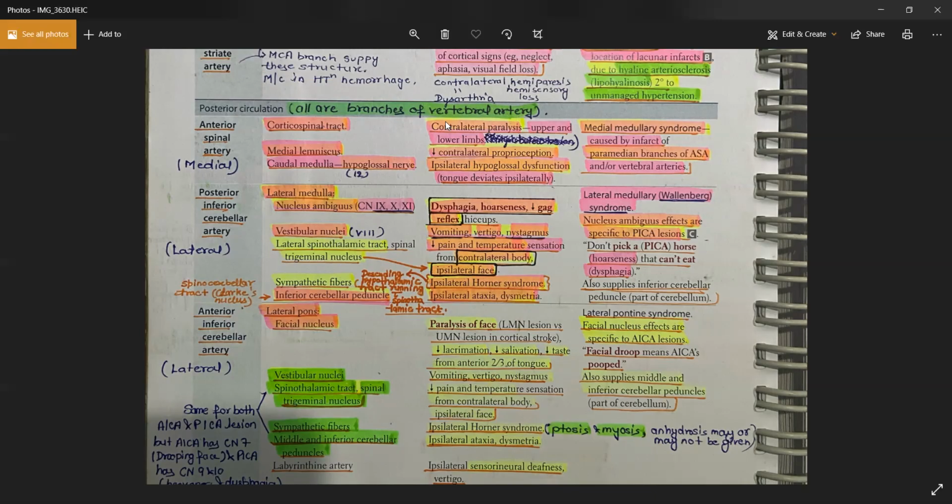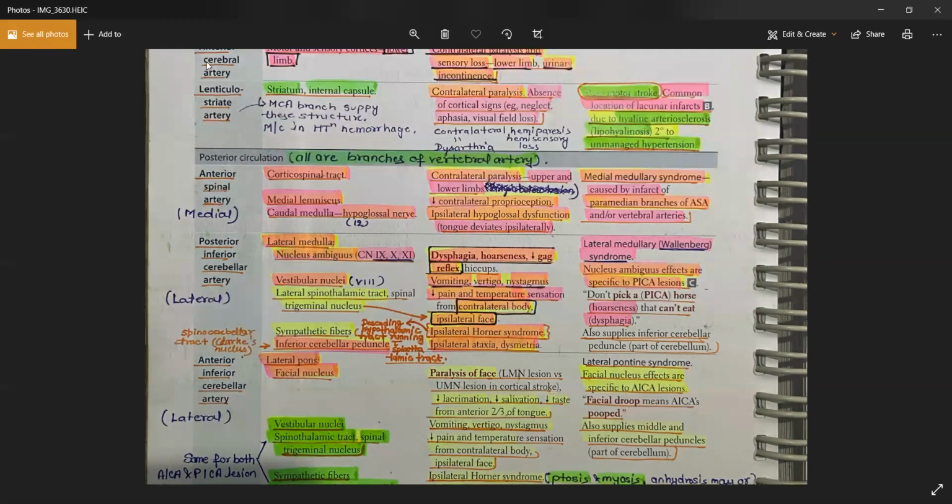Because of the corticospinal tract damage, you will have contralateral hemiparalysis, and it will be a complete upper and lower limb damage, just like in the lenticulostriate. But in the lenticulostriate, please note, no cranial signs are present. If the cranial signs are present, you will always go for the brainstem lesion. If the cranial signs are not present, you will go for the lenticulostriate, with a complete paralysis of one part of the body.